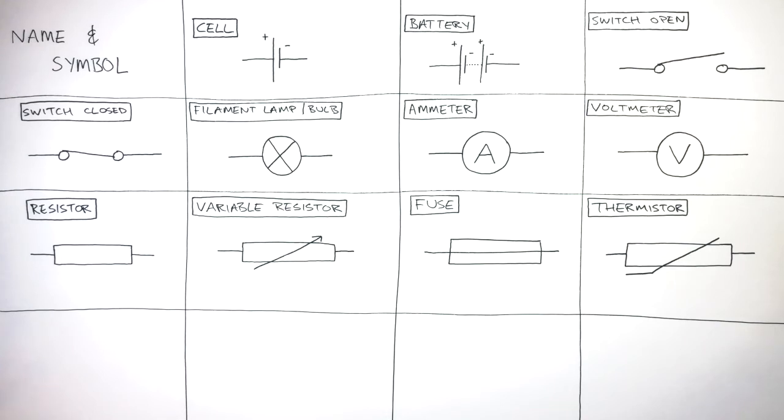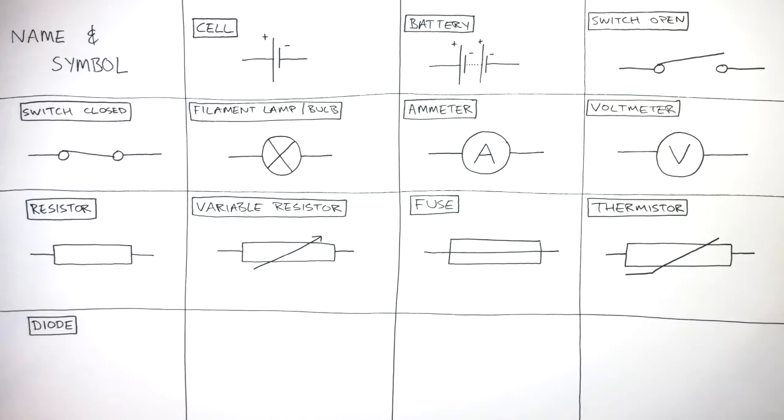A thermistor looks like this. It has the long rectangle with the lines coming out of it, and then it looks like a hockey stick going through the thermistor. The thermistor is sensitive to temperature. It has a high resistance at low temperatures and a low resistance at high temperatures.